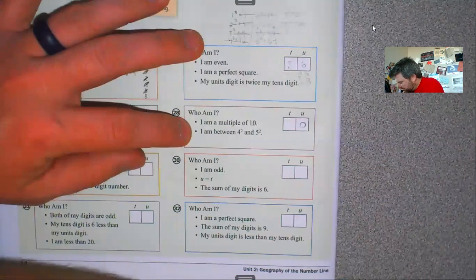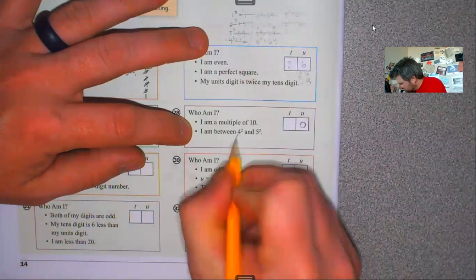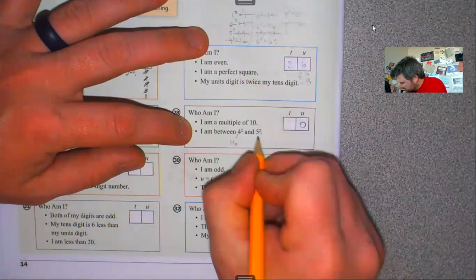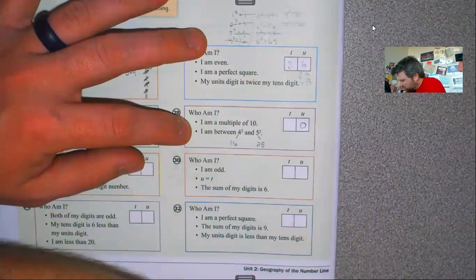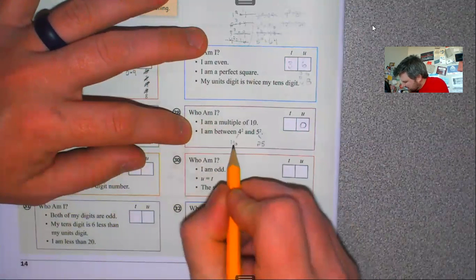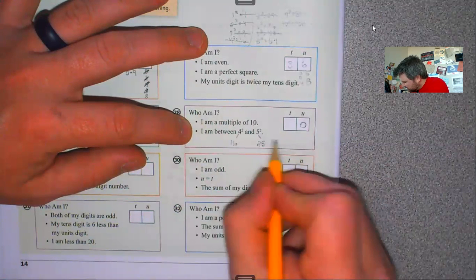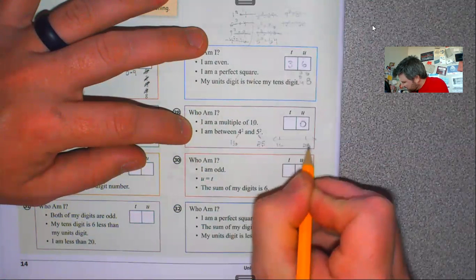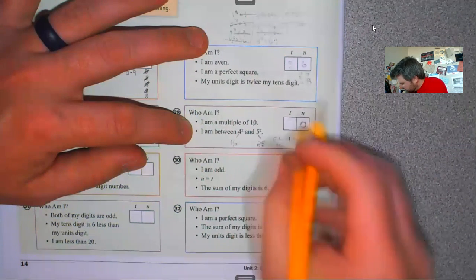I'm between 4 squared and 5 squared. Well, we just figured out that 4 squared was 16. That's 4 times 4. And 5 squared is 25. That's 5 times 5. Now, the multiple of 10 between 16 and 25, if you draw a number line here, okay, here's 16, here's 25. What's that multiple of 10 in between there would be 20.